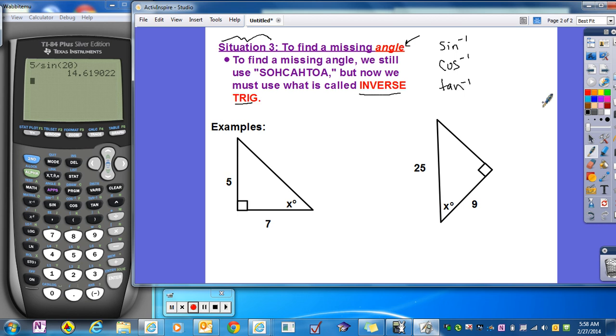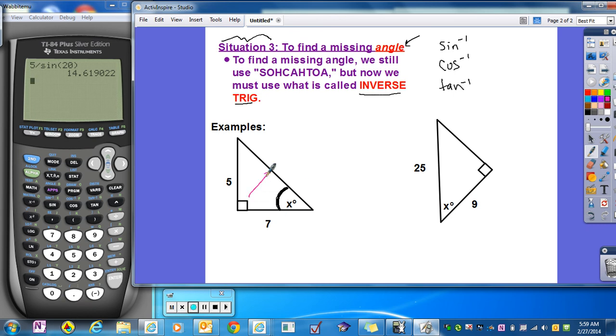All right, but let's take a look at an example of how I'm going to do this. So first of all, when you look at this triangle right here, now I gave you two side lengths, but I'm trying to find an angle. I don't care what the hypotenuse is. All right, so the angle that we're referring to here is this x degree angle because that's what I want you to find.